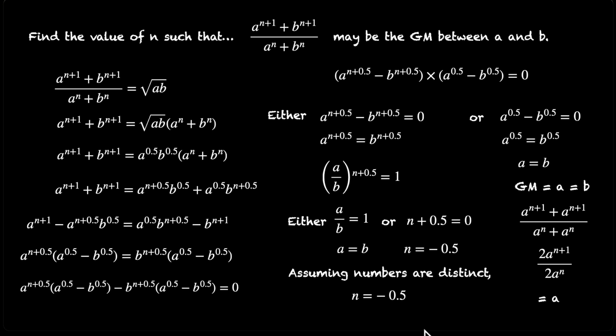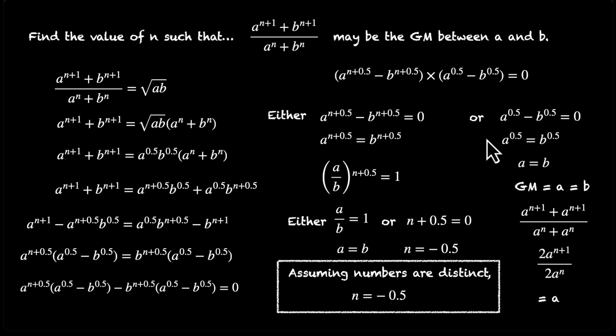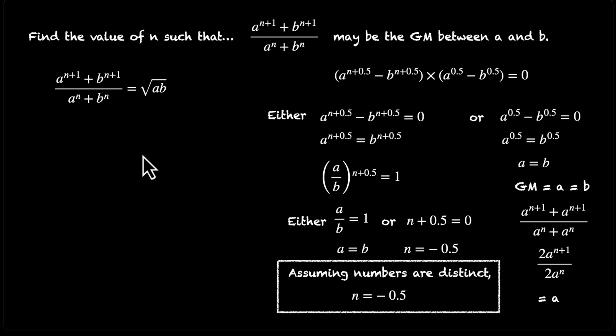Let's see what's so special about this value, n is minus half. Let's try plugging this back into our initial expression. Let's make some space. Okay. So if we put n as minus half, what do we get? We get a to the power minus half plus 1 plus b to the power minus half plus 1, and in the denominator we get a to the power minus half plus b to the power minus half. Let's simplify this. Minus half plus 1 is half, which means this is square root of a, and minus half plus 1 here we have half, which is square root of b. So in the numerator we have square root of a plus square root of b.